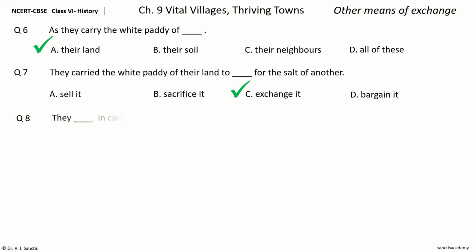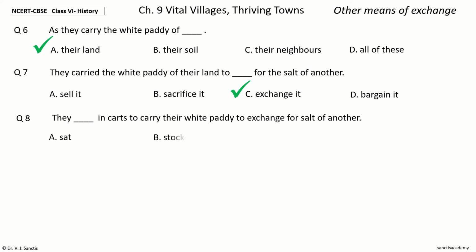Question 8. They dash in carts to carry their white paddy to exchange for salt of another. The options are sat, stocked up, experimented, crossed long roads. Your time to choose. And the answer is crossed long roads. So, they crossed long roads in carts to carry their white paddy to exchange for salt of another.